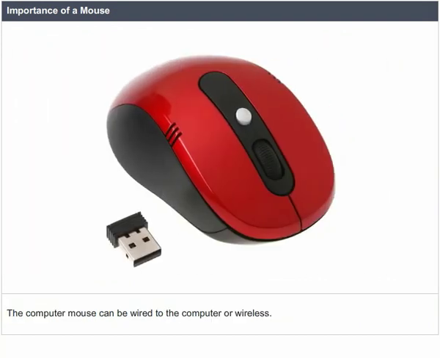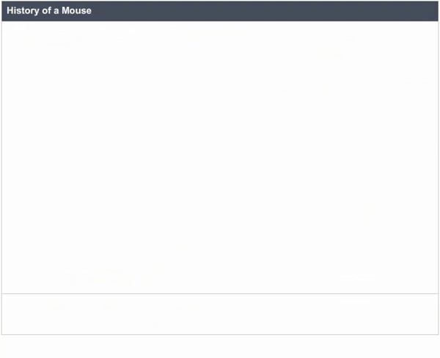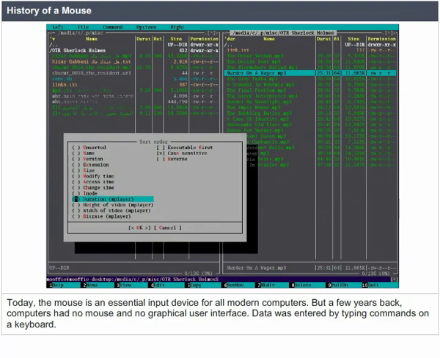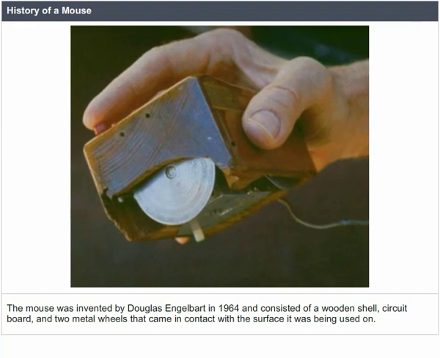History of a mouse. Today, the mouse is an essential input device for all modern computers. But a few years back, computers had no mouse and no graphical user interface. Data was entered by typing commands on a keyboard. The mouse was invented by Douglas Engelbart in 1964 and consisted of a wooden shell, circuit board, and two metal wheels that came in contact with the surface it was being used on.